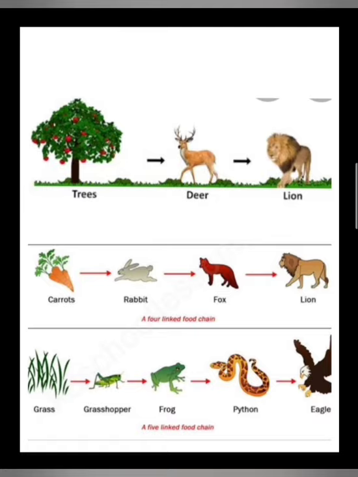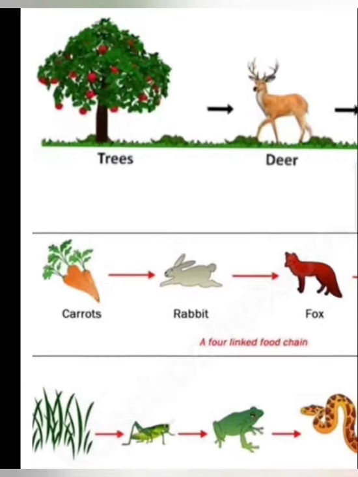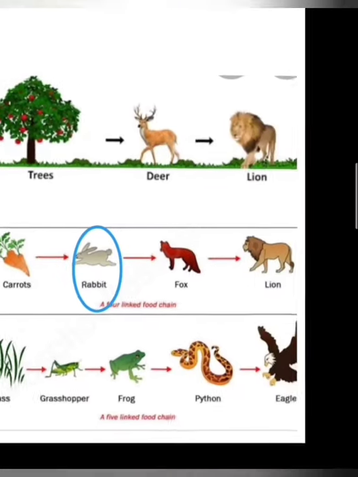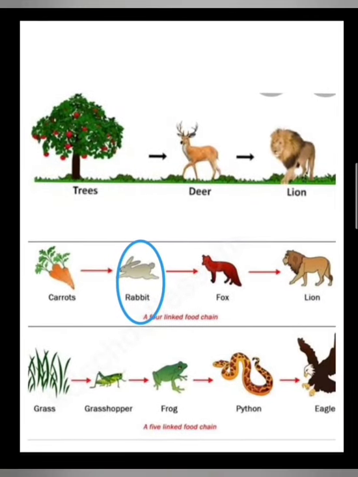Let's look at another example. Let us look at the second food chain. Carrots are eaten by a rabbit, and rabbit is eaten by a fox, and fox can be eaten by a lion.